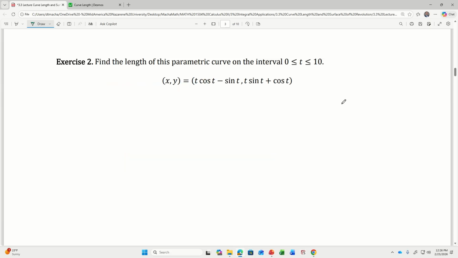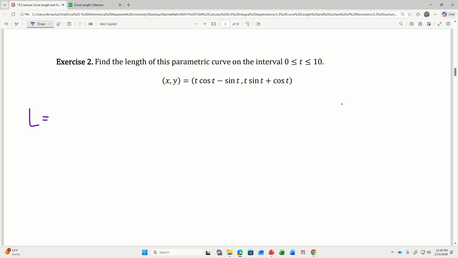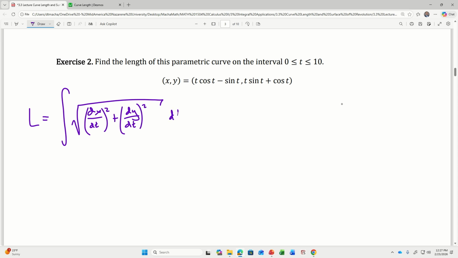Find the length of this parametric curve on the interval where t goes from 0 to 10. Now we can do this, and we've got our formula. The length is the integral of the square root of (dx/dt) squared plus (dy/dt) squared, dt, where dx/dt is going to be the derivative of t cosine t minus sine of t. What's that derivative?